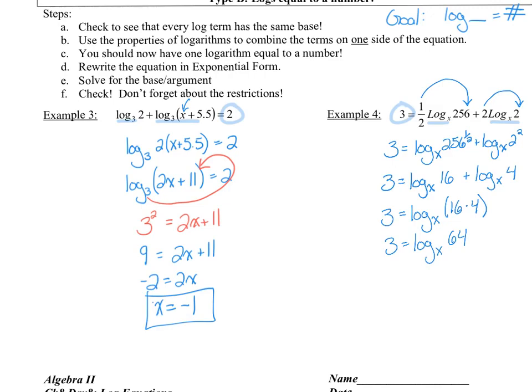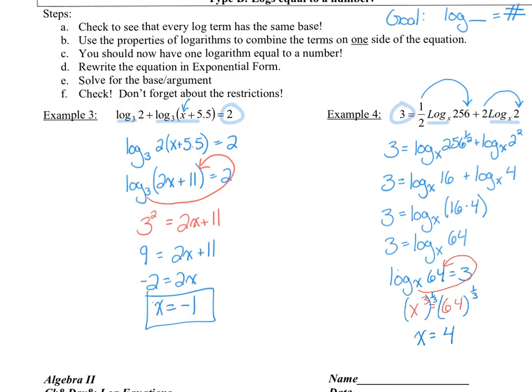If you need to, I think some people prefer to have the log on the left side. So it's a little bit easier to change it to exponential form. So we have x cubed is equal to 64. So to solve for x, you are either going to take the cubic root of both sides or raise both sides to the 1/3. So the cubic root of 64 is just 4.